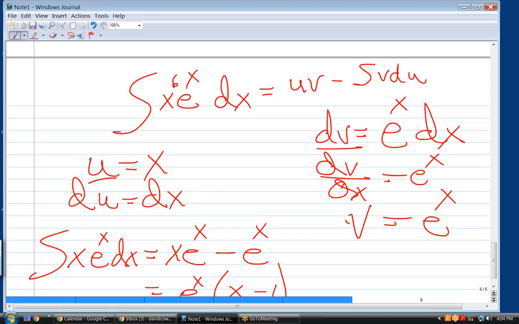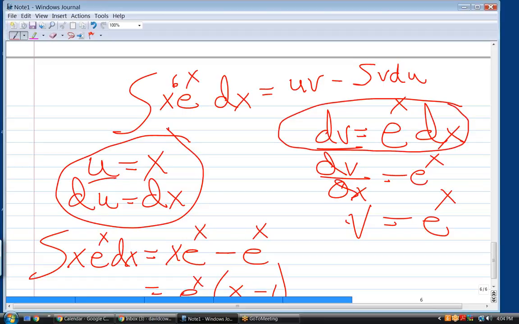In other words, once you've defined u, differentiate to determine what du is. And once you've let dv equal something, differentiate on the left, integrate on the right. You need to integrate this in order to solve for v. And you need v.